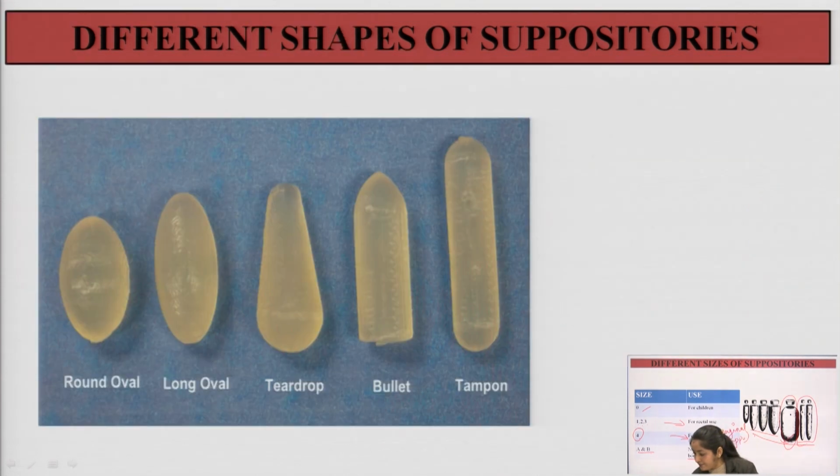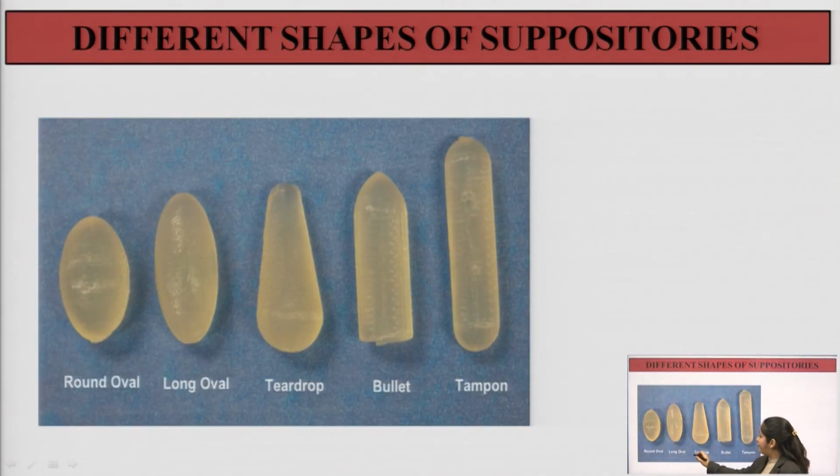Moving ahead. Here are different shapes of suppositories: round, oval, long oval, teardrop, bullet and tampon. Depending upon the organ where you want to administer the suppositories, the shape becomes very important. As a result, these are some of the shapes of suppositories. Moving ahead.